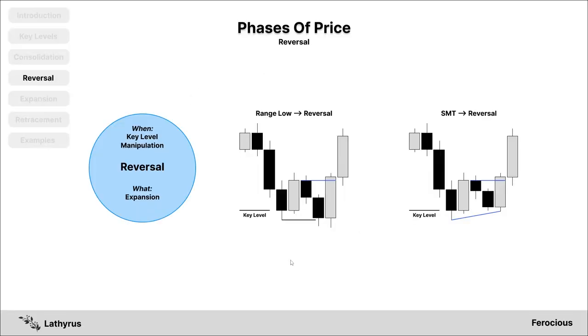The second phase of price I'm going to talk about is reversal. When can we expect a reversal phase of price? This is after we hit a relevant key level and we form a manipulation move at this key level. What to expect after we form a reversal? We can expect a new phase of price, expansion. So how to qualify a high probability reversal? We need a relevant key level. At this key level we want to form a V-shaped signature.